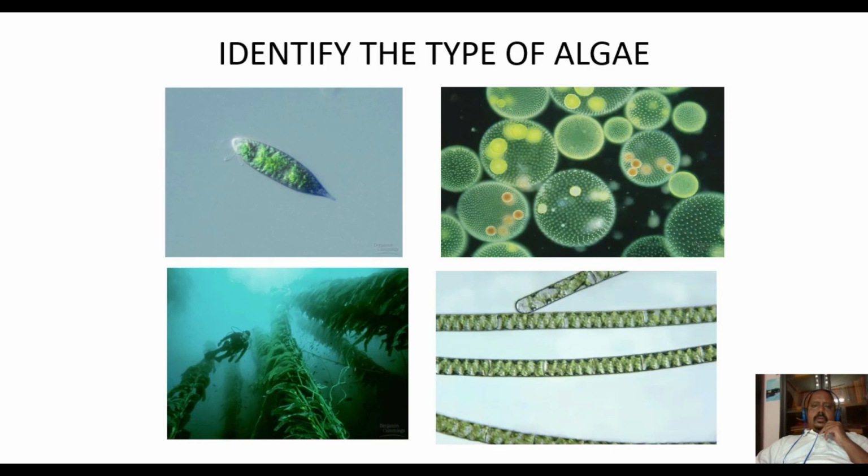So this is a unicellular alga, you can see. And there's a colony also of Volvox, and this is a filamentous form of Spirogyra, and this is an underwater large culture of giant algae. So this is the complexity of algae.